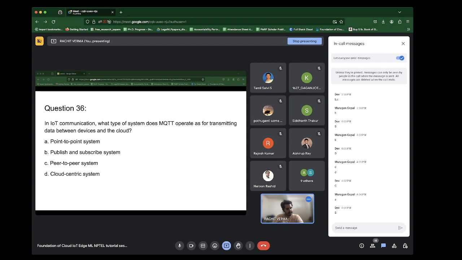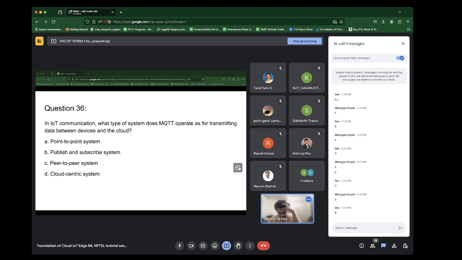So the options that are coming up are A, point-to-point system, and B, publish and subscribe system. The answer is a publish and subscribe system. This is called pub/sub, short for publish subscribe. There's a resource. Anyone that puts data in it is called a publisher. Anyone that retrieves data from it is called a subscriber. MQTT uses this system for allowing communication.